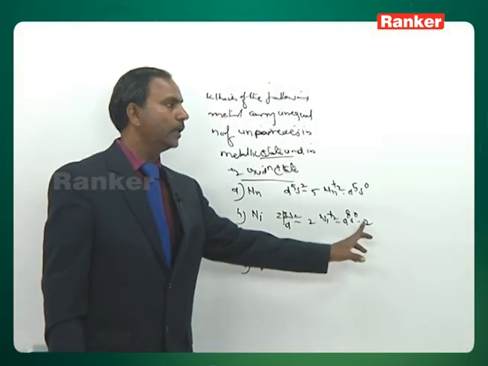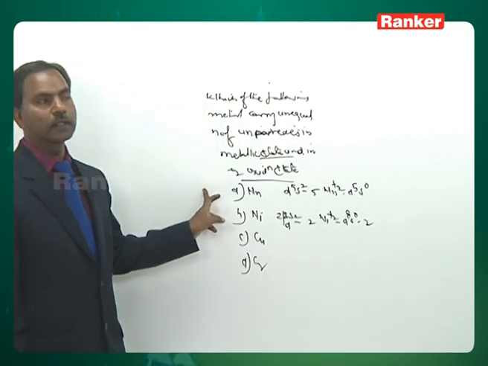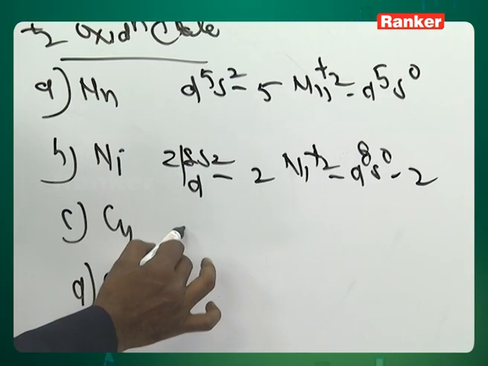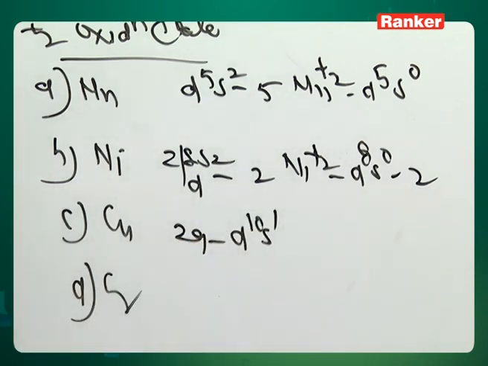There should not be an equal number. There should be an unequal number of unpaired electrons. So, option A is not the answer, B is not the answer. Let us check it. Copper: the atomic number is 29. The electronic configuration comes to be d10 s1.